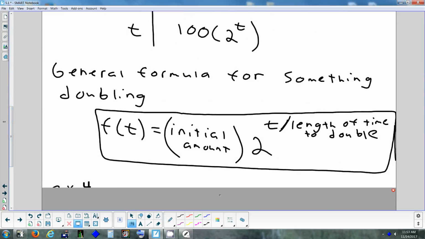Now, we didn't have that division in the exponent before. Reason you need that is because let's say something doubled every 10 days. After 10 days, how many times would it have doubled? If it doubles every 10 days, after 10 days it will have doubled once. So you would want your exponent to be the amount of days divided by the length of the time to double, 1. How about after 20 days? How many times would it have doubled? Twice. So you want your exponent to be a 2. 20 days divided by length of time to double, that'll give you a 2.